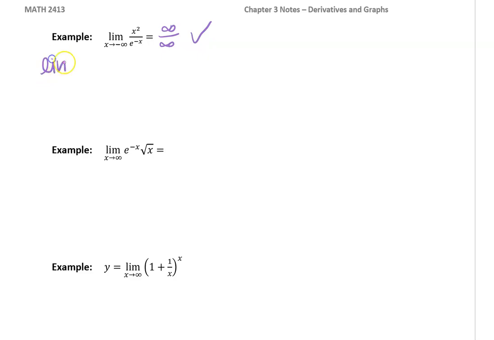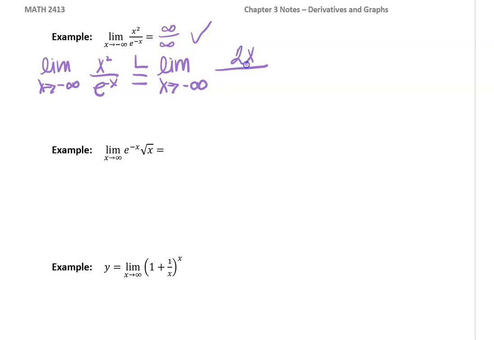So I'm going to start over. The limit as x approaches negative infinity of x squared over e to the negative x is equal to, under L'Hopital's rule, the limit as x approaches negative infinity, the derivative of x squared would be 2x. The derivative of e to the negative x is e to the negative x times the derivative of your exponent, which is just negative 1. Then evaluate again.